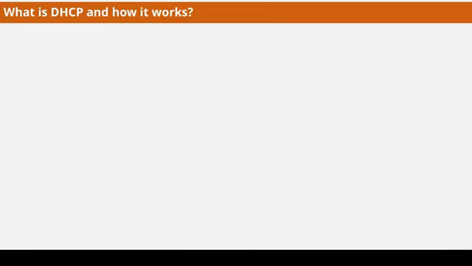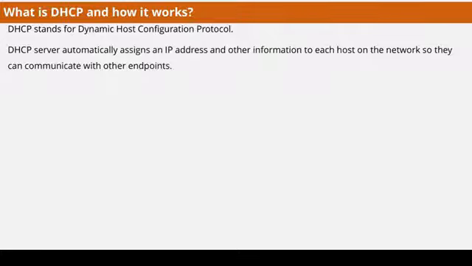What is DHCP and how does it work? DHCP stands for Dynamic Host Configuration Protocol. A DHCP server automatically assigns an IP address and other information to each host on the network so they can communicate with other endpoints. How does DHCP work?